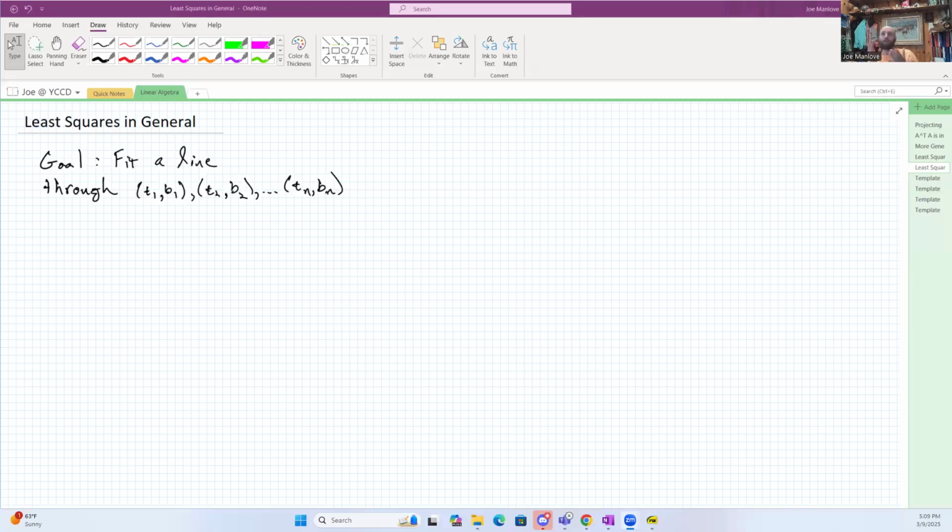Hey all, we're gonna do least squares in slightly more generality here.